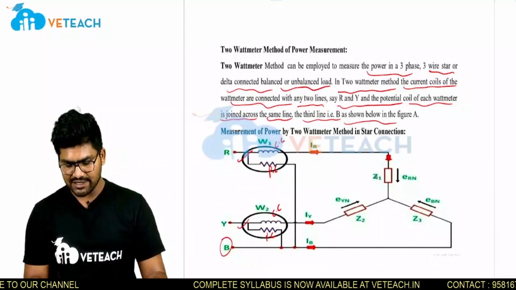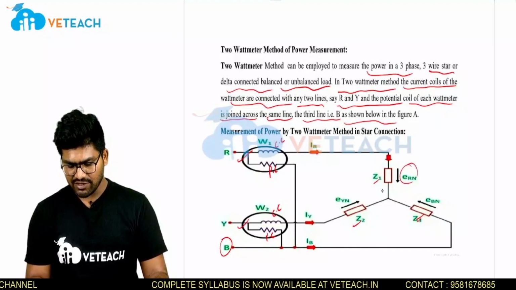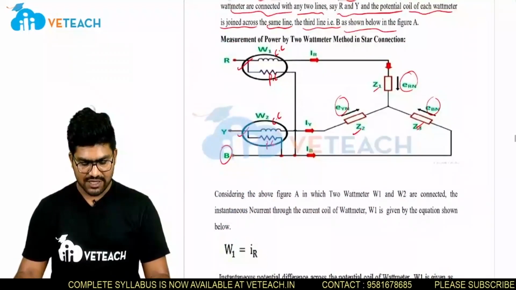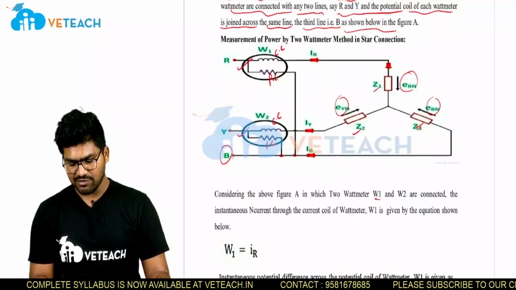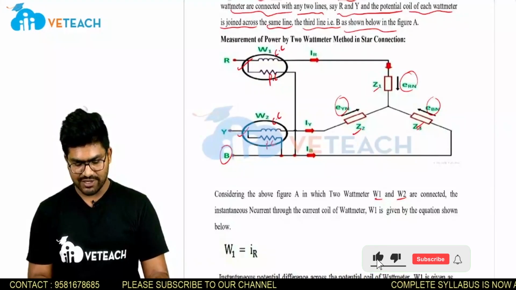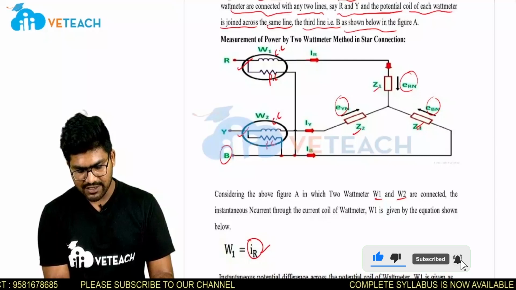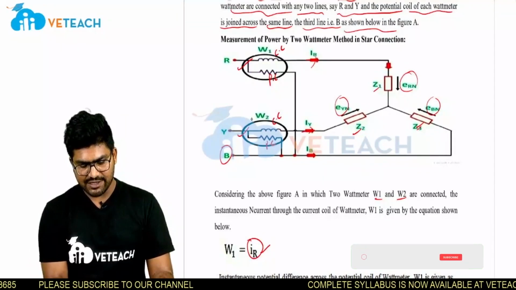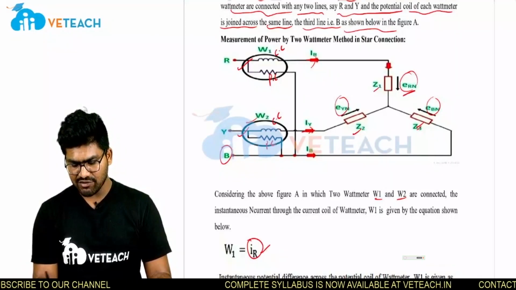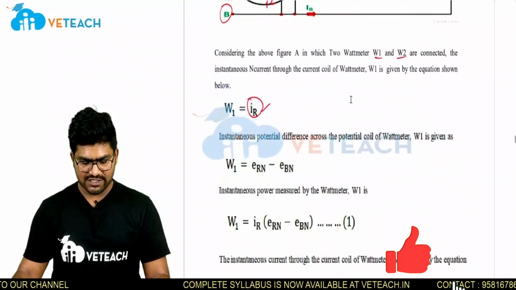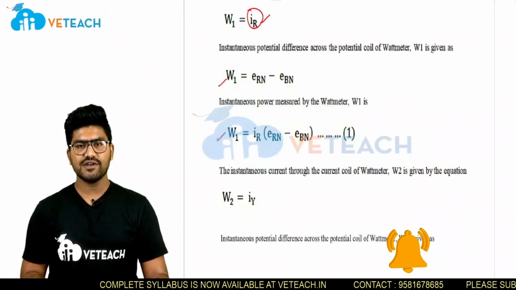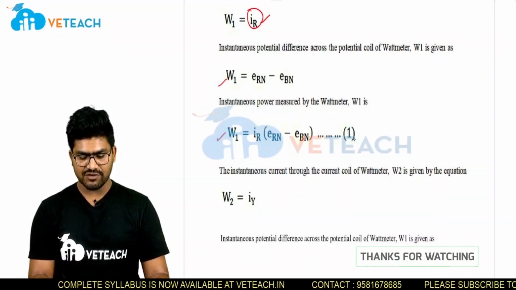These are the star connections Z1, Z2, Z3, with ER1, EB1, EY1 as the respective phase voltages. Consider the above figure in which 2-watt meters W1 and W2 are connected. The instantaneous current through the current coil of wattmeter W1 is IR, and IY is the current in W2. Wattmeter 1 voltage is ER1 minus EB1, and power is IR into voltage, so IR into (ER1 minus EB1), which is equation 1.